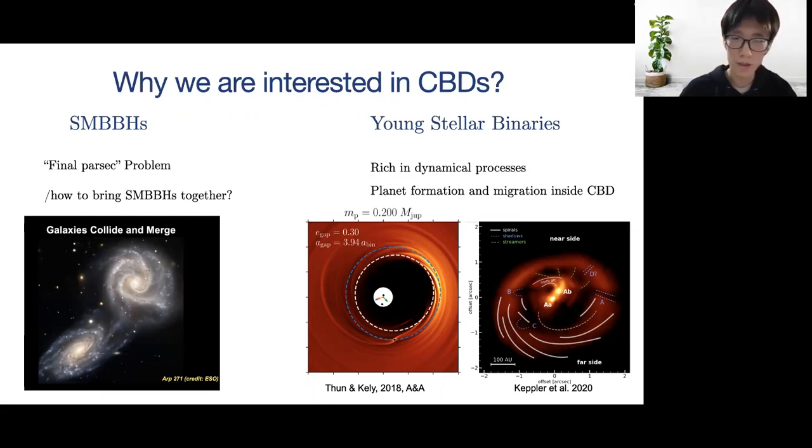We're also interested in circumbinary systems because they are observed in a lot of young stellar binary systems, such as in the amazing observations made by ALMA. They are rich in dynamical processes, and planet formation is observed in this kind of circumbinary disk. You can see on the rightmost panel that spiral structures are directly observed in this kind of circumbinary protoplanetary disk.